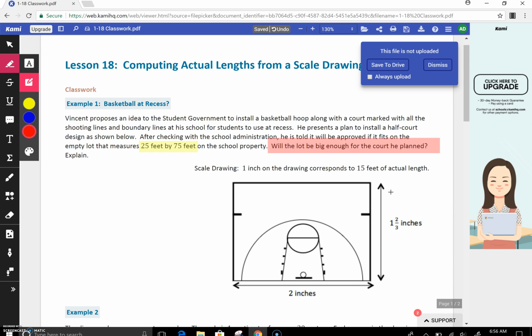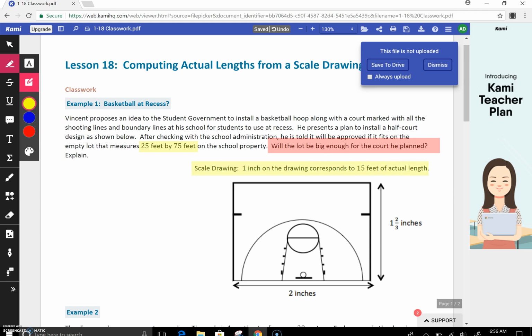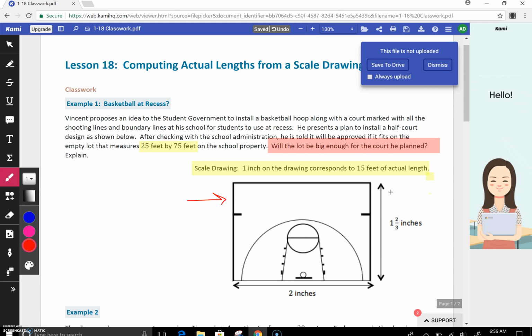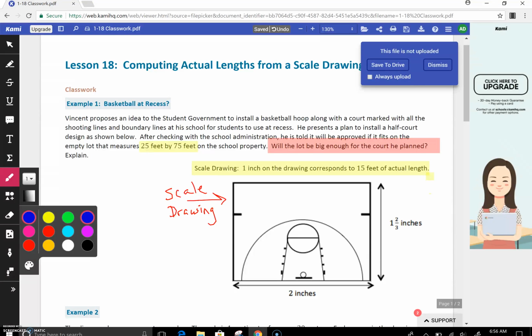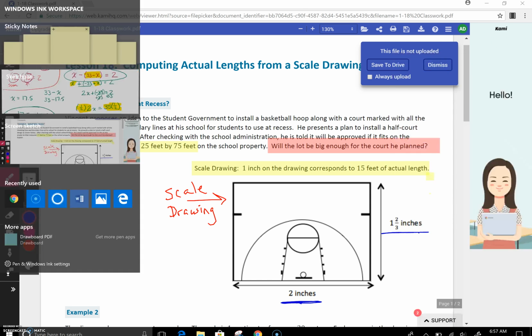So let's look at the picture, and it says it's a scale drawing where 1 inch on the drawing corresponds to 15 feet of actual length. So what we're looking at here is the scale drawing. It has a length and a width. It's got a length of 2 inches for the scale drawing and a width of 1 2/3 inches. So what we're going to do is set up ratios, and then we'll be able to compute actual lengths.